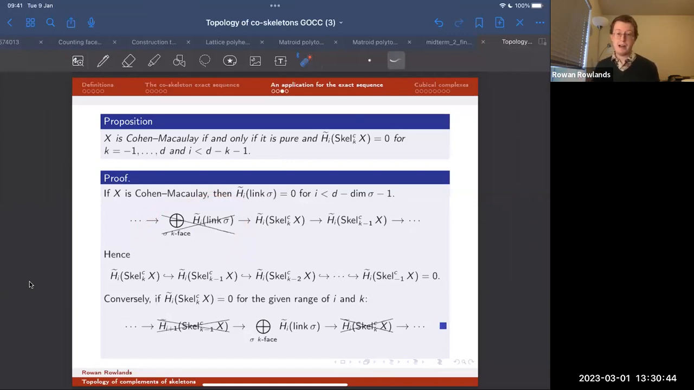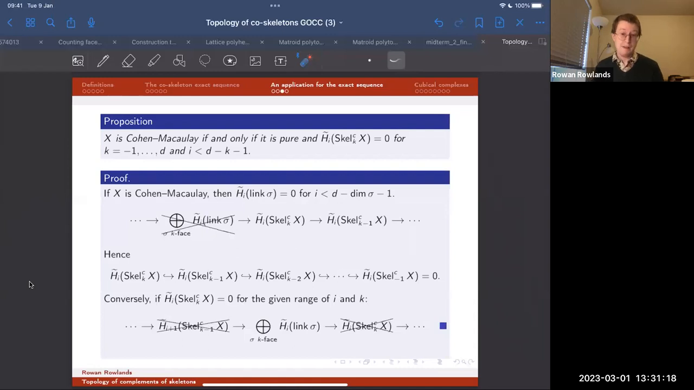Now, whenever you have a 0 in an exact sequence, that tells you quite a lot about the terms around it. Because this space here is 0, this map is 0, and so the image of this map is 0. Then by the definition of exactness, the kernel of this next map is 0, which means that map is injective. So we get an injection from this homology to this homology here. The homology of the kth co-skeleton injects into the homology of the (k-1)th co-skeleton.